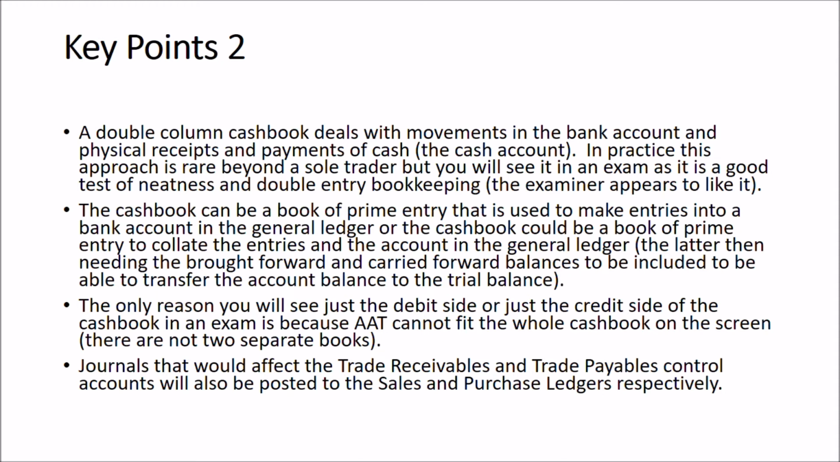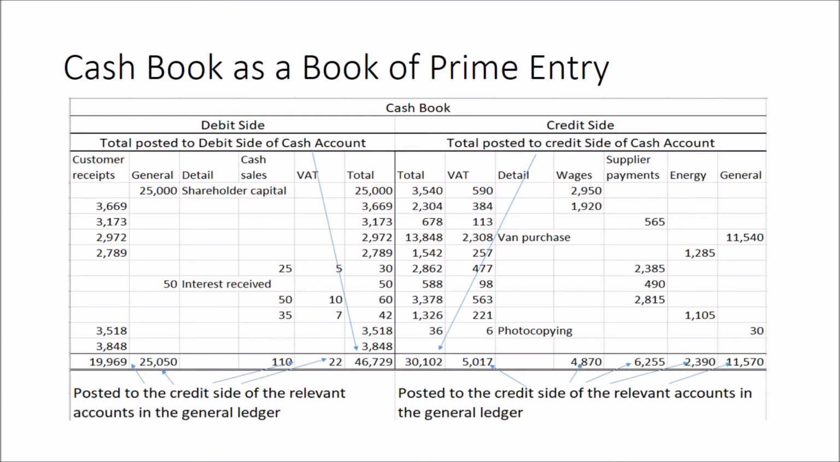Journals which will affect the trade receivables and trade payables control accounts in the general ledger: it could be debit bank, credit trade receivables, or when we're going credit bank, debit trade payables. That's going to be posted also to the purchase and sales ledgers, to the various respective customer accounts within the sales and purchase ledgers.